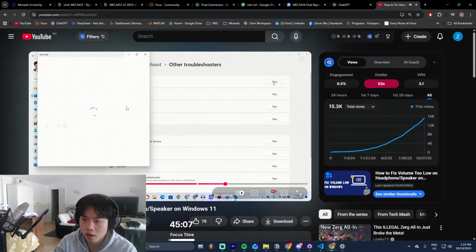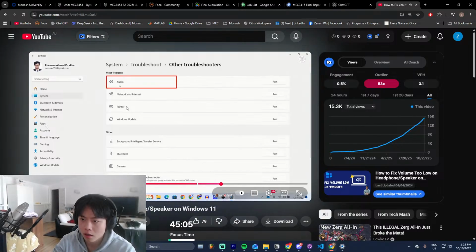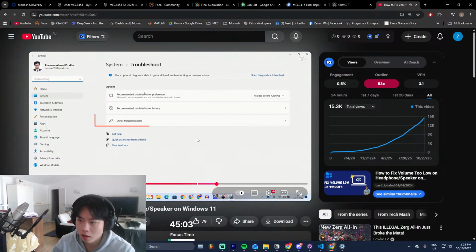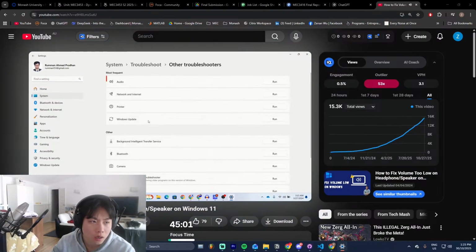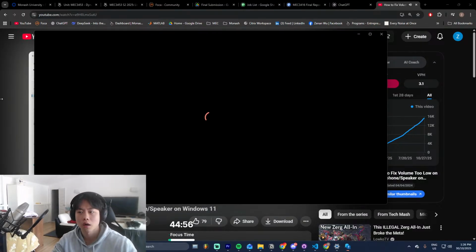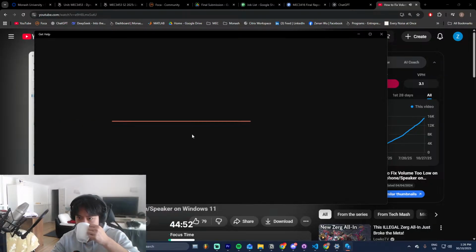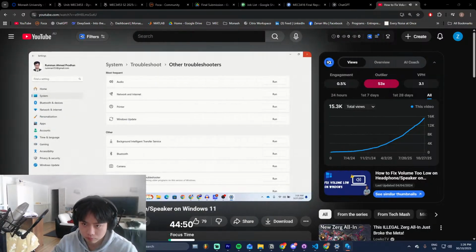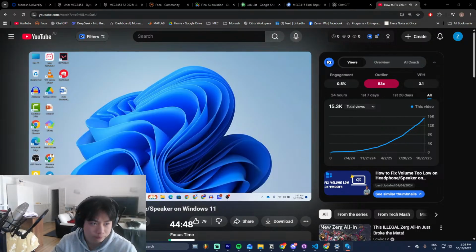Alright, and there you have it, folks. With these simple steps you can now troubleshoot and fix the volume issue on your Windows computer.